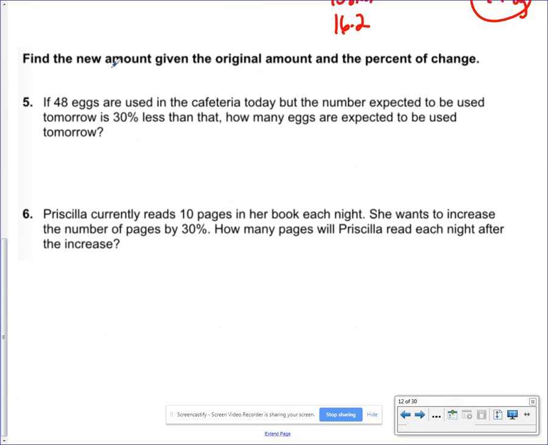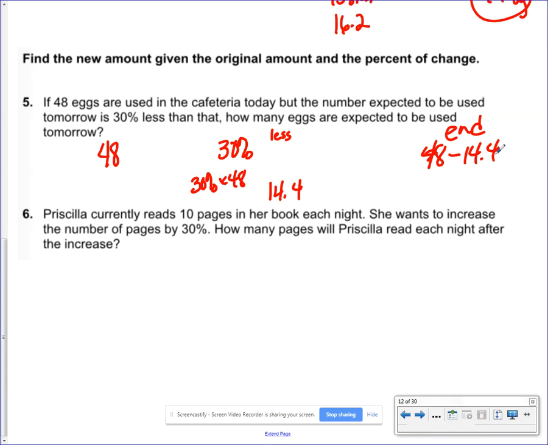All right, let's check on these last two. I'm starting with 48 eggs. I'm changing it by 30%, and I'm 30% less. That means I'm going to subtract. Let's find out how much you're going to change. Take 30% times 48. 30% times 48 gives us 14.4. That's how much you have to subtract to get your ending number. You got to take 48 minus 14.4. When I do that, I get 33.6. Label eggs.